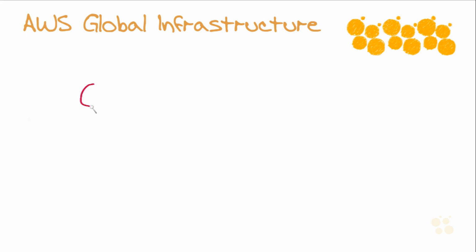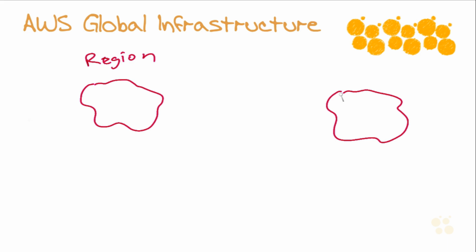Let's take Oregon, for example. There is a region called Oregon. So the first component that we have is a region. Notice this is a geographical area. There's a region in the United States called North Virginia. This is one of the first, it might even be the very first region they created. So there's 2 regions. Inside of these regions, we have what are called AZs, or availability zones.